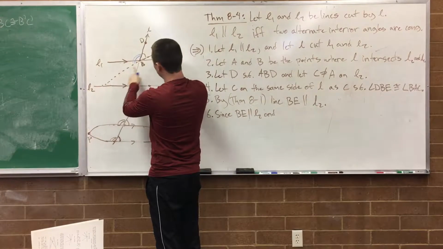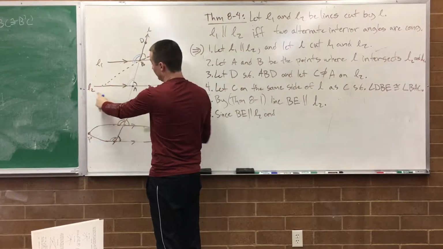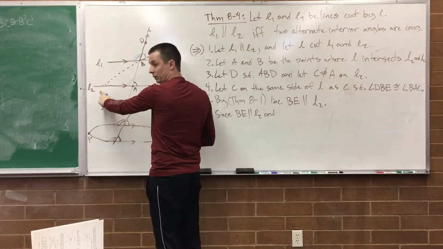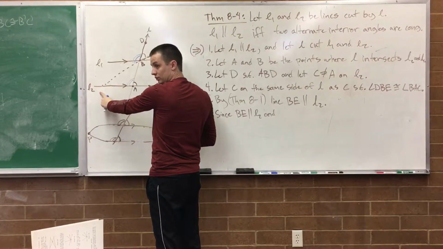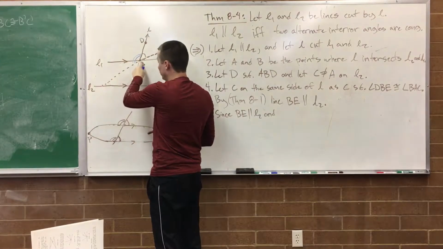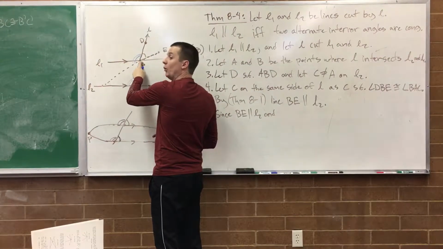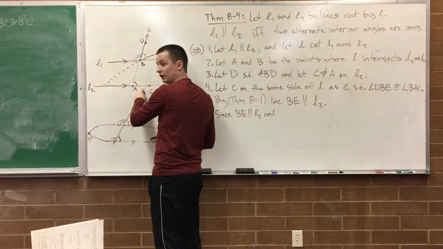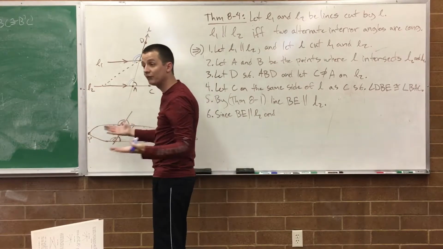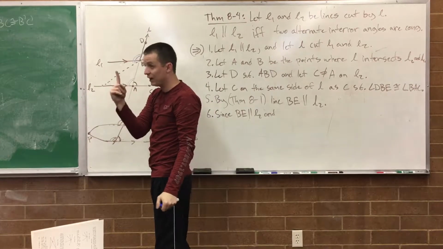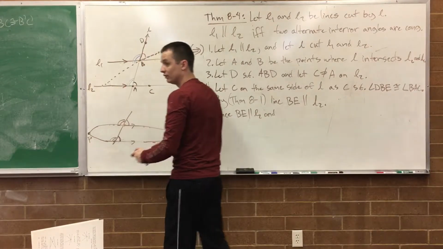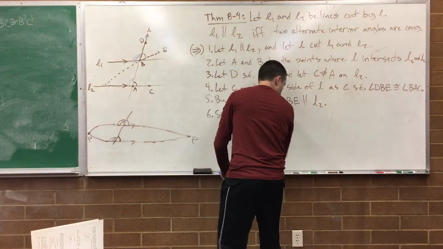And then we'll go through. So line BE is parallel to L2, and line L1 is parallel to L2. And they both go through the same point B. So we have two lines going through the same point parallel to our given line. Therefore, they have to be the same line, because there's only one line that can do that. That's our postulate. Does that make sense? Perfect.